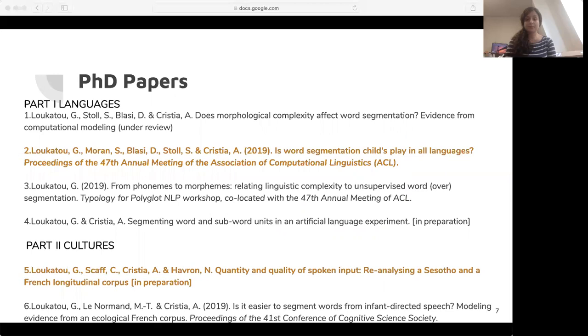During the first part of my PhD, I was first author in 4 papers on cross-linguistic acquisition, of which I'm today going to present 1. 2 of the papers were looking at morphological complexity, and how it affects segmentation of word and subword units. Another paper was about an artificial language experiment. In the second part of my thesis, I first authored 2 papers on cross-cultural acquisition, one of which I'm going to present here. One paper is modeling, and the second paper is corpus analysis.